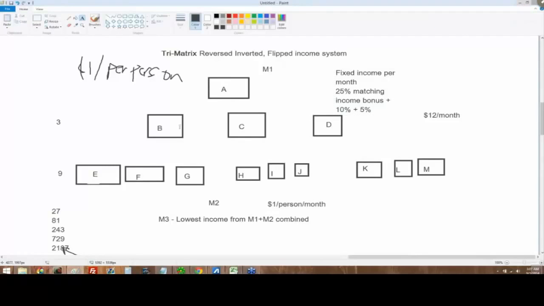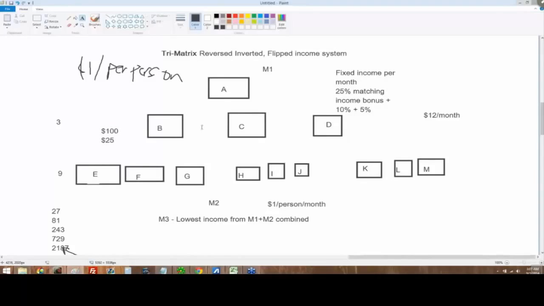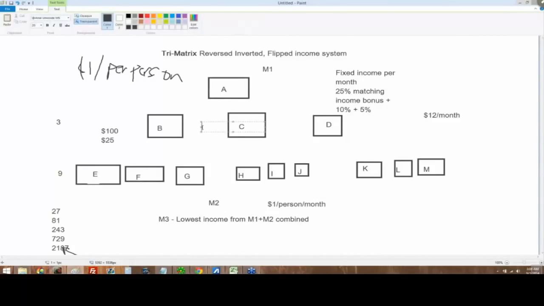So let's say A referred B, and in the giant scheme of things, from the three matrices combined, B made $100. A is going to get $25 as well. And then let's say B referred C, and C in the giant scheme of things from M1, M2, and M3 combined made $60. A is also going to get $6 from that. Here's what it basically means. When you refer somebody and they make money, you basically make money as well, okay? And the way this is set up, because these three matrices and everybody being flipped around like that, everybody in the company makes at least something. Everybody in the company is going to make at least something.